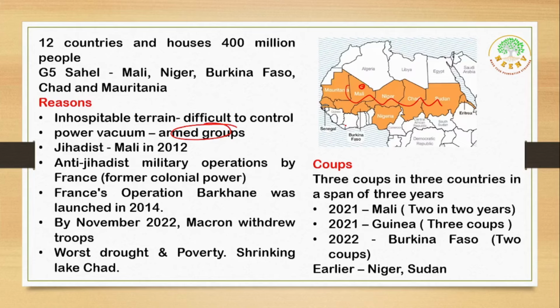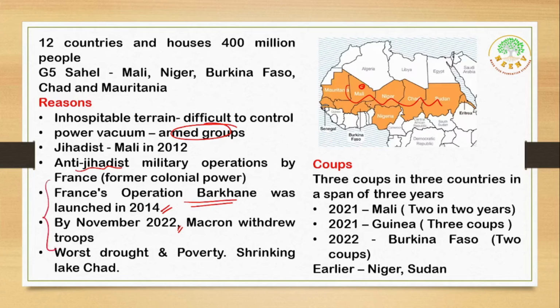So, what France wanted to do, it wanted to bring in order in this earlier colony. So, it launched the anti-jihadist military operation. And the operation of France was called Operation Barkhane, which was launched in 2014. Finally, just like how the USA left Afghanistan because it couldn't control Afghanistan, France also realized that there is no point in controlling this region, which has this difficult terrain, which is impossible to control completely. So finally, in 2022, Emmanuel Macron withdrew his forces from this Sahel region.